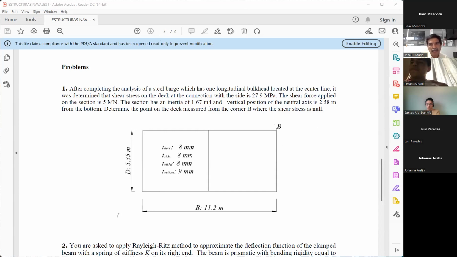Okay, so here the stress is 27.9, right? Because it says that the stress on the deck, okay, this is the deck, in the connection with the side, this is the side.